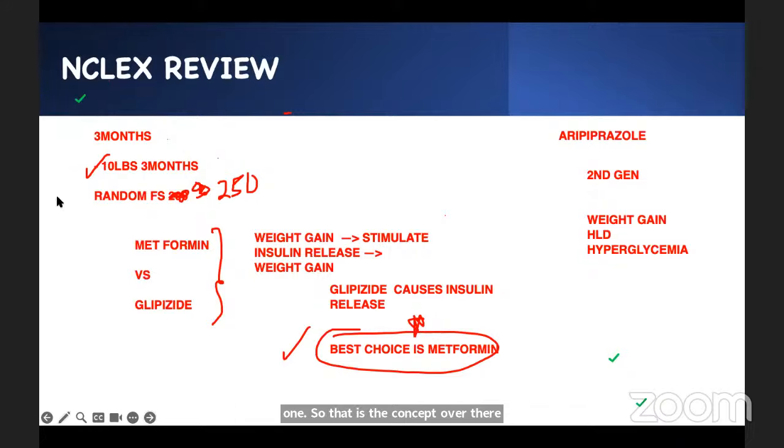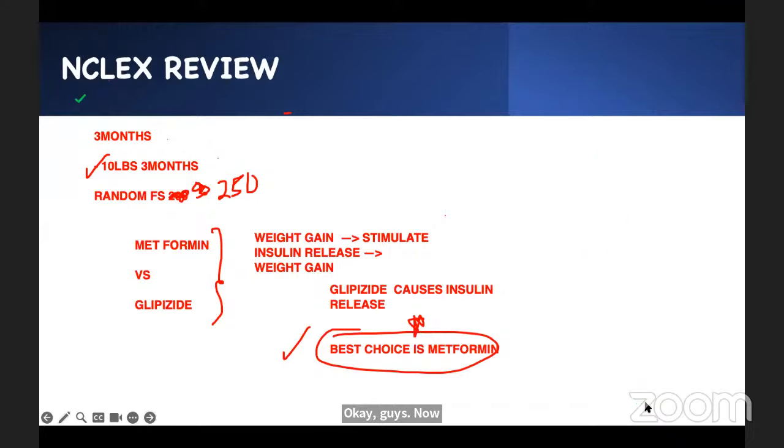Okay, guys. Now, they decided to get a CT scan of the abdomen. So we have to get a CT scan. And she's been taking metformin for 3 weeks. What are you teaching? She's going to take metformin, and now she needs a CT scan. What are you going to say?